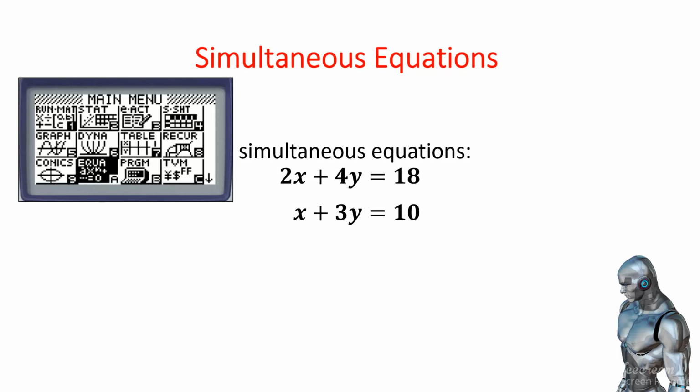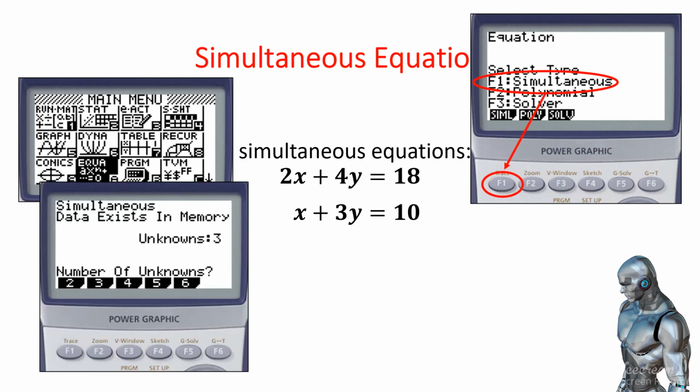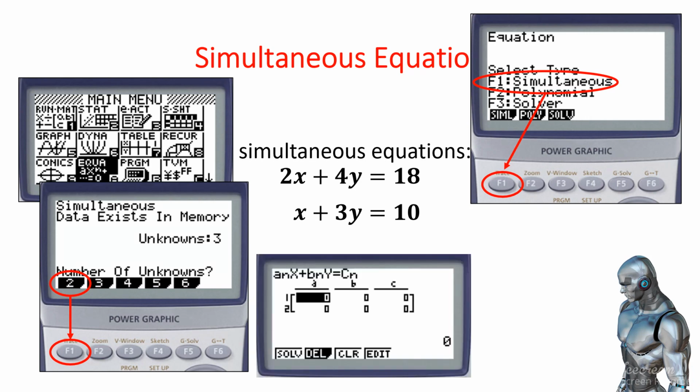Alright, so let's grab our calculator and go into the equation menu and push the blue execute. Inside that menu, we're going to select the simultaneous equation option, which is F1. Inside that menu, you will find the number of unknowns. Because we have two unknowns, x and y, we're going to select two unknowns, which is our F1 function key again. Inside that menu, you will find where we are going to enter details of our two equations.